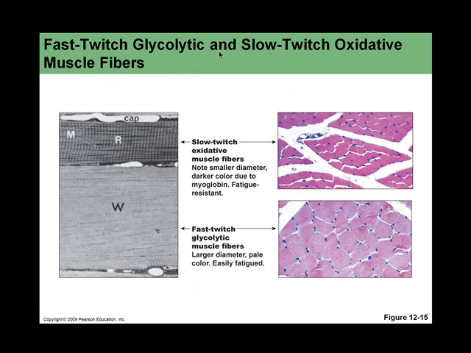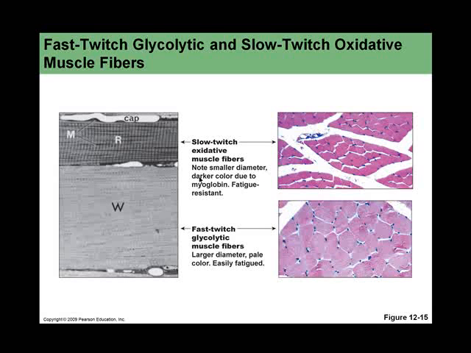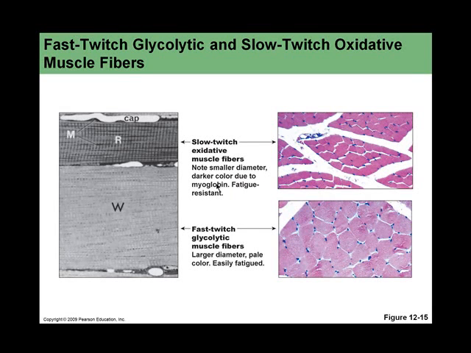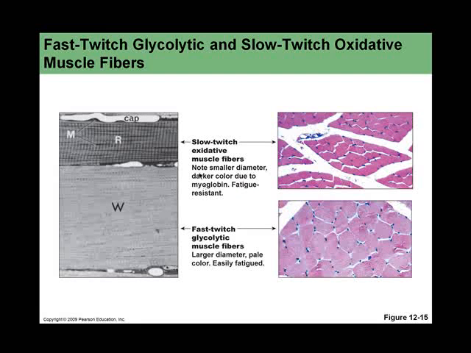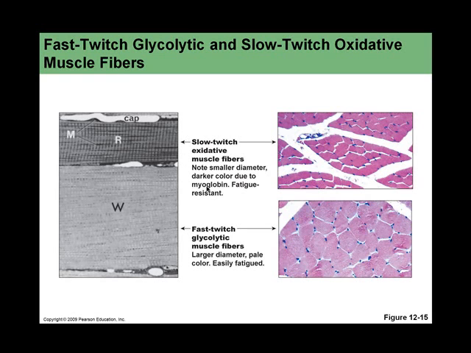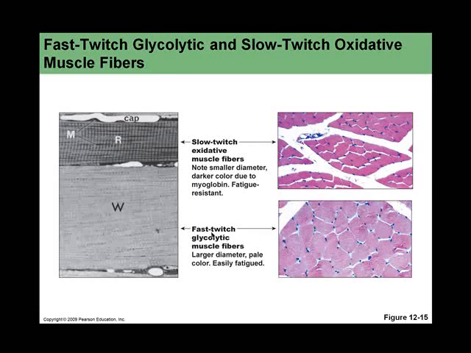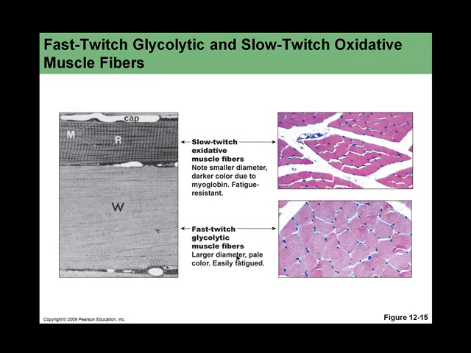So the fast twitch glycolytic and the slow twitch oxidative muscle fibers are shown histologically on this slide. So the slow twitch oxidative muscle fibers, you note the smaller diameter and the darker color due to the myoglobin in them. Those are more fatigue resistant. So the myoglobin helps them to store oxygen as well for these oxidative processes. And then the fast twitch glycolytic muscle fibers are larger diameter and a pale color, and they are easily fatigued.